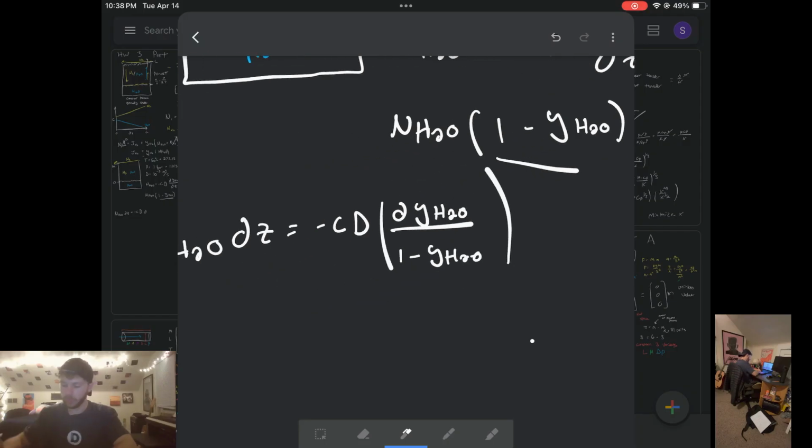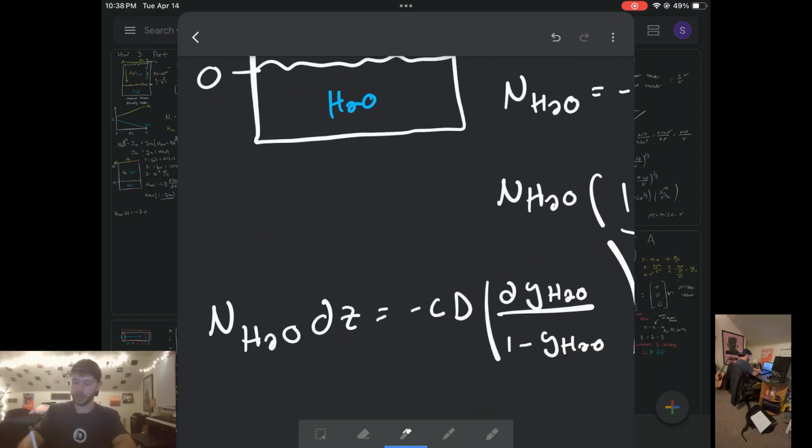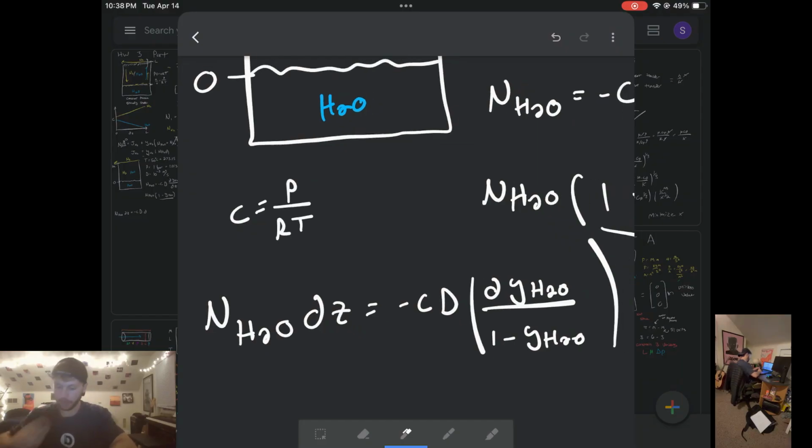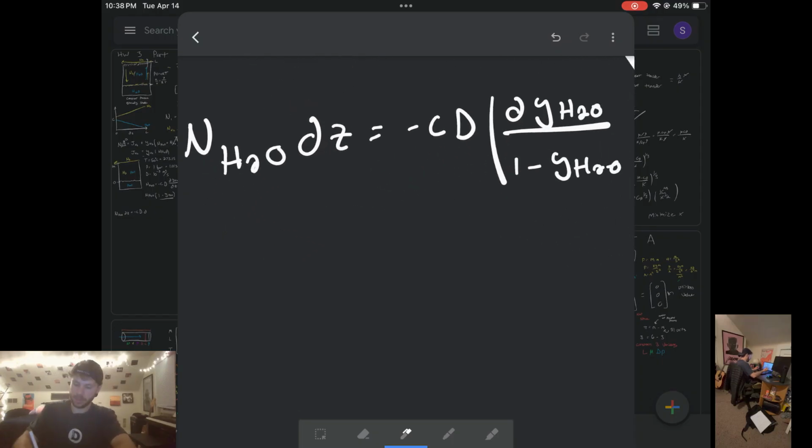So we can also simplify this further by using our relationship earlier, where we said our concentration is equal to pressure divided by our gas constant times temperature. So if we expand this out, we'll get this.